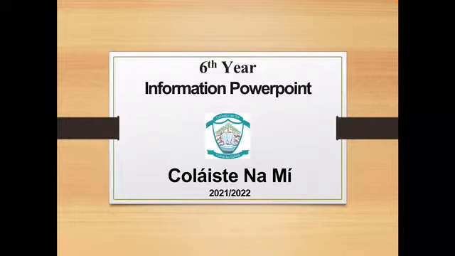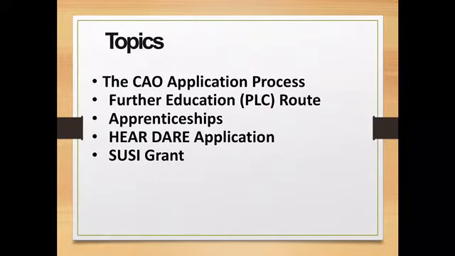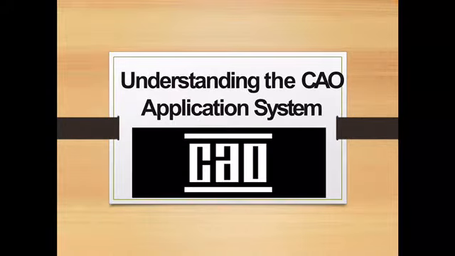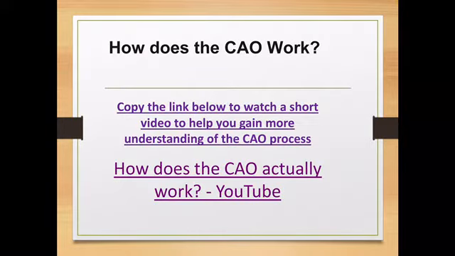Welcome to this information PowerPoint for the progression routes for the class of 2021 and 2022 in Clonakilty. This PowerPoint is going to cover the topics of the CAO application process, which is the process of application for universities and institutes of technologies, further education, which is the post-leaving cert route, apprenticeships, HEAR and DARE applications, and the SUSI grant. We're going to start firstly with the CAO application system.